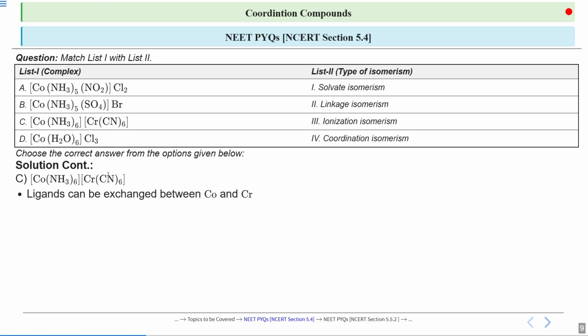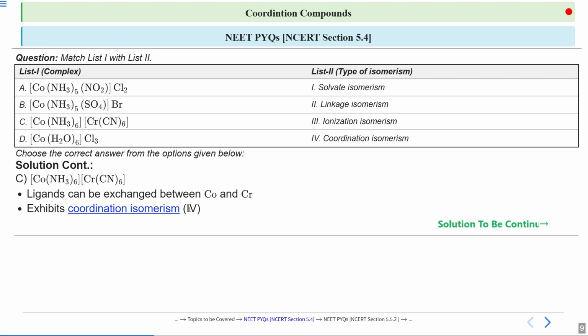So ligands in this can exchange between the cobalt and the chromium, due to which it is exhibiting coordination isomerism. Okay, so these two complexes are coordinating with each other by exchanging their ligands to bind with the central metal ion, right? So the type of isomerism it is exhibiting is coordination isomerism, which is present in our fourth choice. Okay, so C is matching with the fourth one.